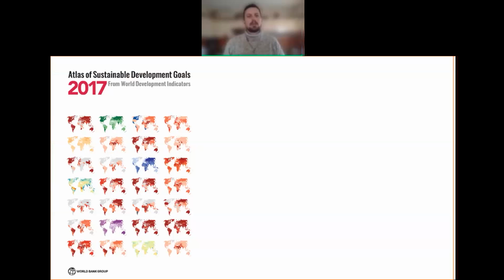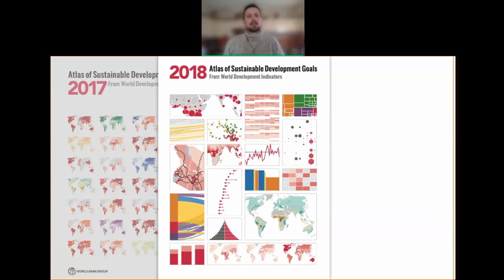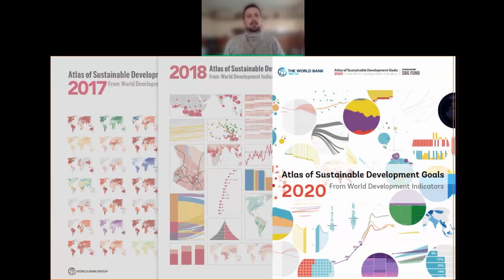And so this is what we did with the first Atlas of Sustainable Development Goals in 2017. And since then, we had 3 iterations of the Atlas. We had another one in 2018, and most recently, the 2020 Atlas that was released just recently past November of last year.